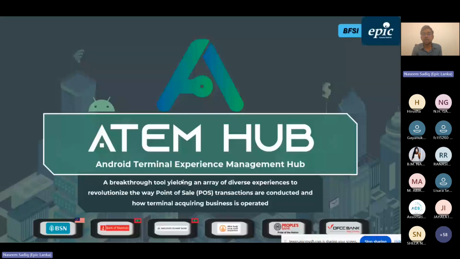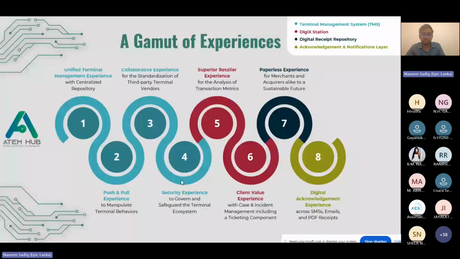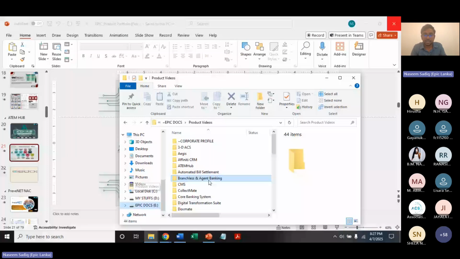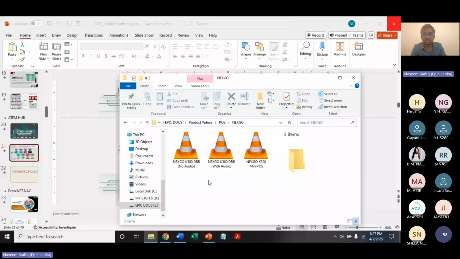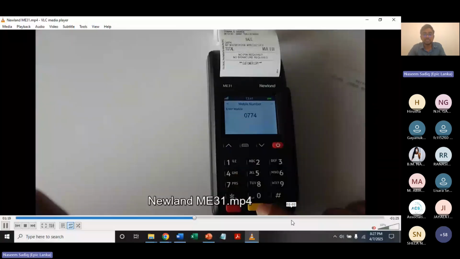Today at all merchant outlets, you might see a lot of terminals, right? What is a terminal? Quick for your understanding, you might have seen terminals like this. Right, so these are terminals. These are terminals.